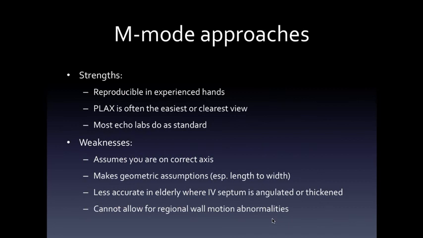And there are other things that cause problems. Older people often have septal thickening. So we talk about sigmoid interventricular septum being a normal finding in the elderly. In a lot of elderly patients, this won't be as accurate because you'll be starting off with altered thickness of the septum. And of course, as I said, it doesn't allow for regional wall motion abnormalities.